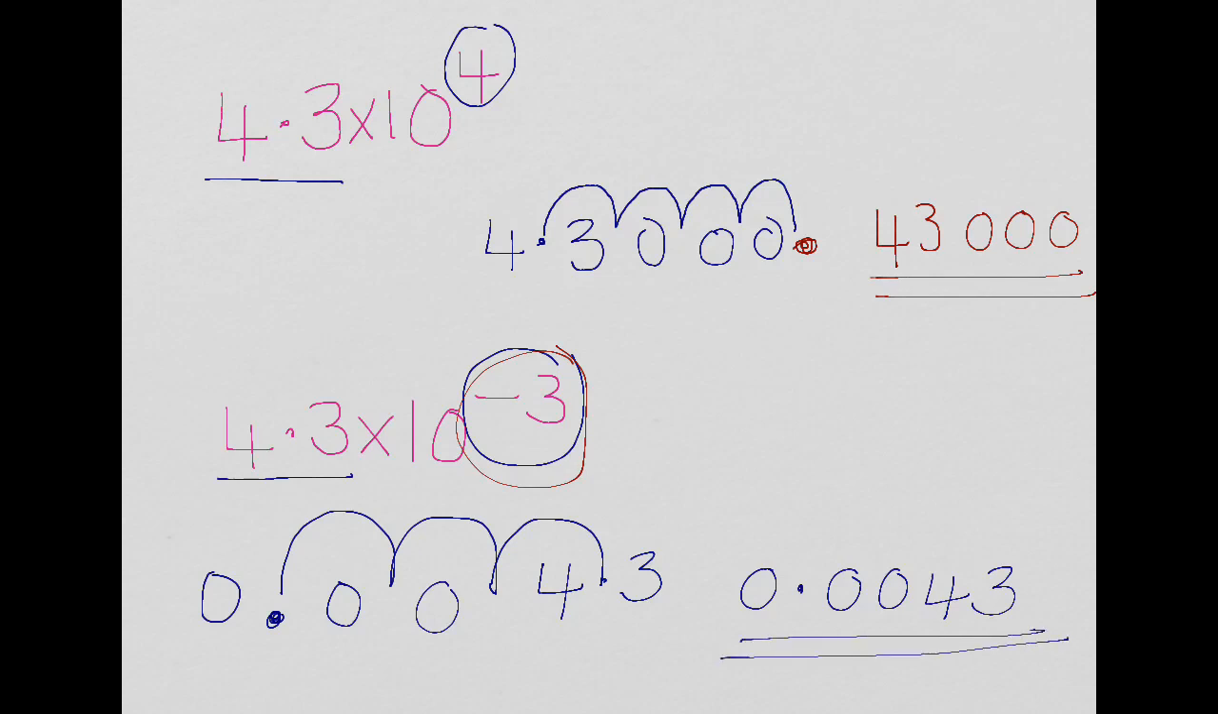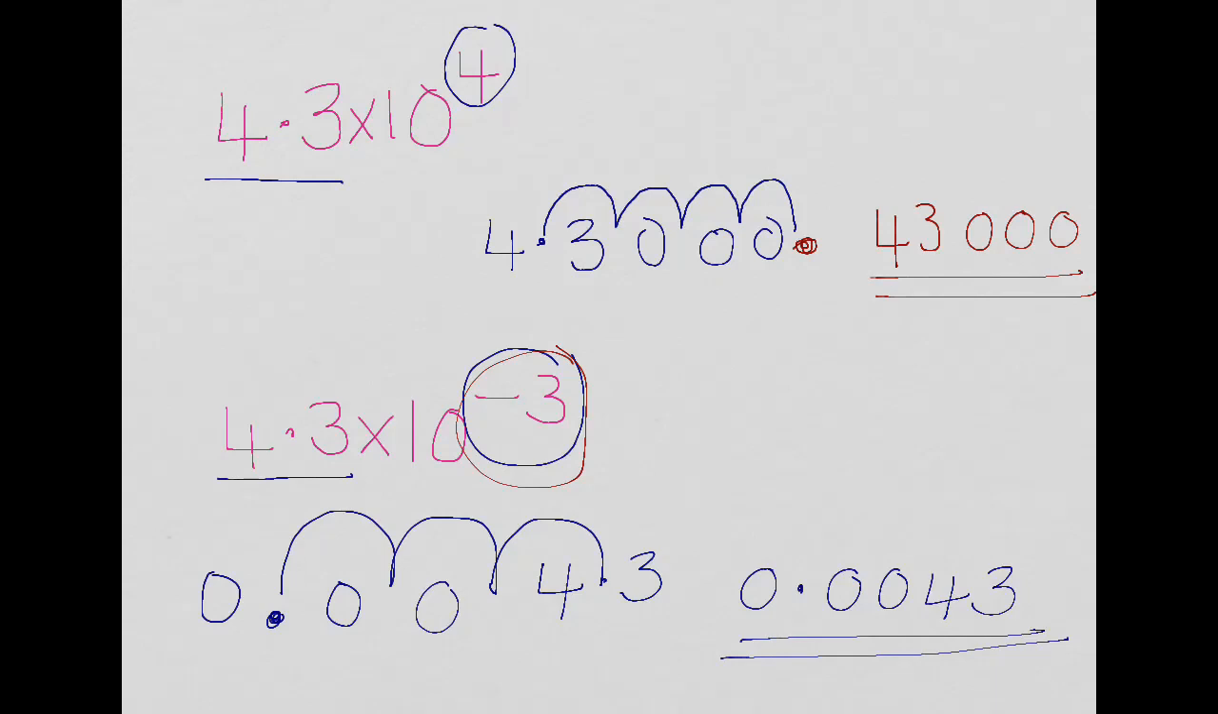So just recapping that, here a positive index means I'm multiplying by 10 4 times, so it's getting bigger by 4 multiples of 10. Here it's negative 3, so I'm dividing by 10 3 times because the negative is telling me I'm dividing by 10. 1, 2, 3 times I'm dividing by 10. Put my new decimal point and fill in my zeros, and here is my answer.